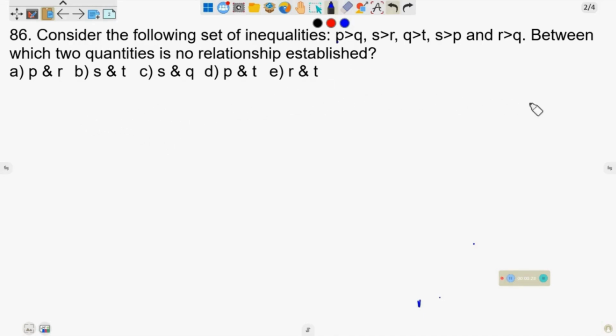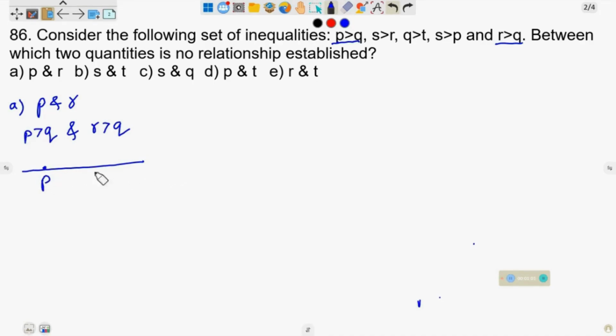So we will consider all the options and try to see if they have any relation or not. Let's start with the first option, which is P and R. So they have already said that P is greater than Q and R is greater than Q. Let's take those two relations. So P is greater than Q and R is greater than Q. So we know that if I draw all the three numbers on a line and write down all the bigger numbers on the left hand side and the smaller number on the right hand side.